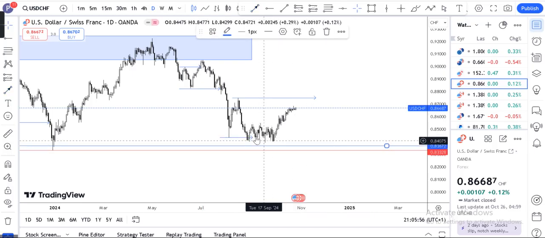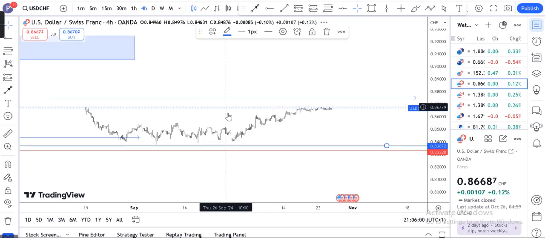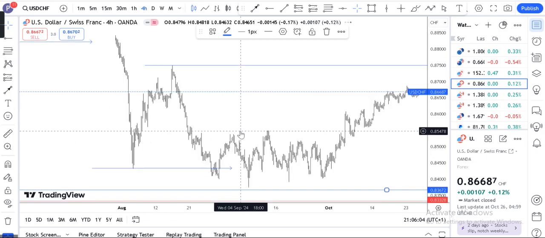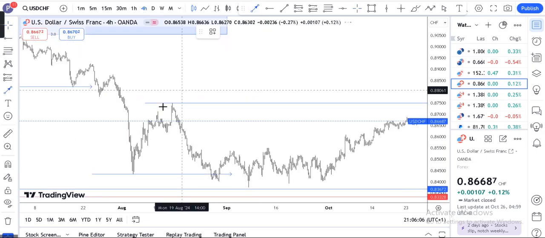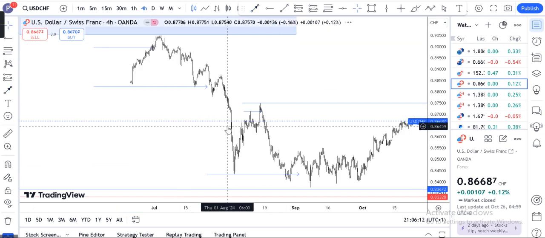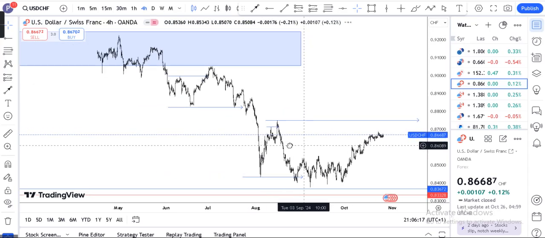It gave us a break of structure at this point. But now if we go to the 4 hours time frame, something shows up on this 4 hours time frame, which is this liquidity grab here. So I am of the opinion that we are going to be using two levels to take our trades.